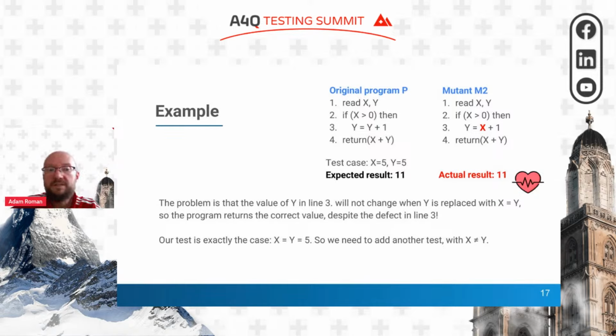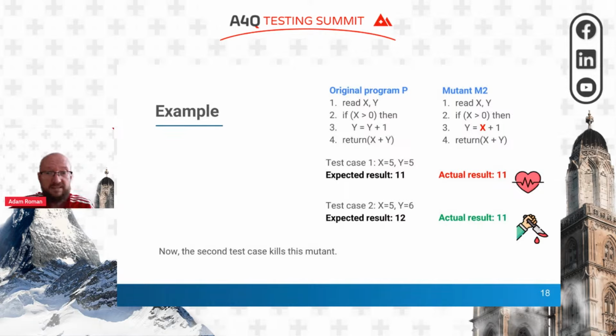So we noticed that for this particular situation, we should add a test with x which is not equal to y. And we don't have such a test case in our test suite, so we should add a new test case for x not equal to y, right? So we are somehow forced to add a second test case.